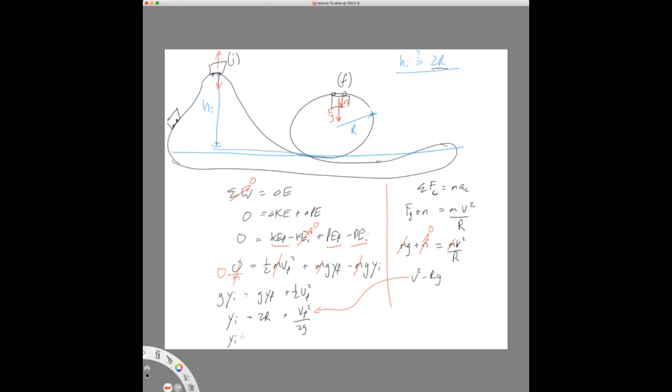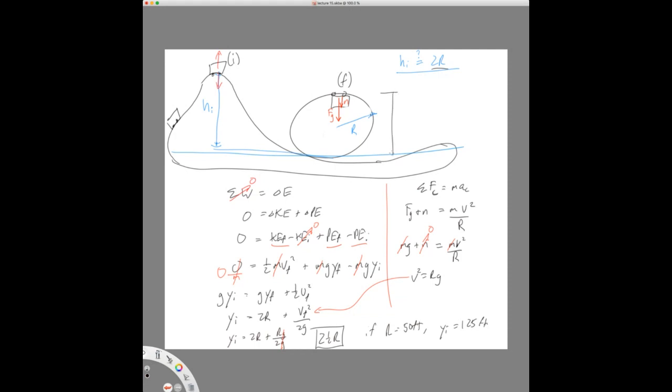And so we have y initial equals 2r plus rg over 2g. We can see the g's cancel, and we have 2r plus r over 2. So that would be 2 1/2 times the radius. So for example, if r is 50 feet, then the y initial would have to be 125 feet.